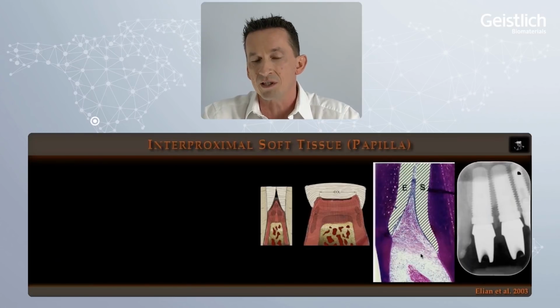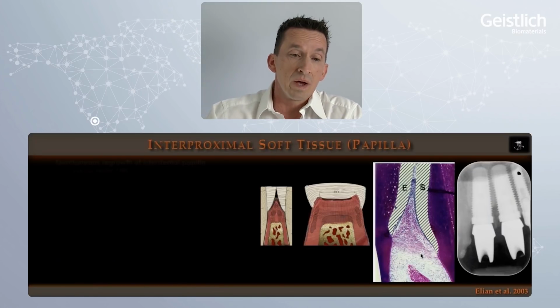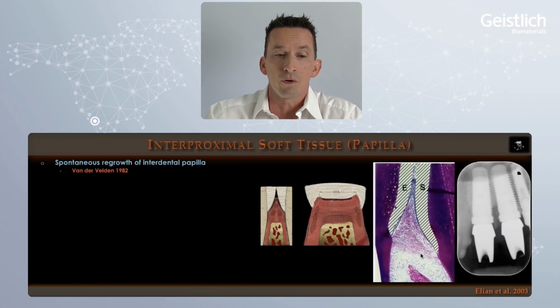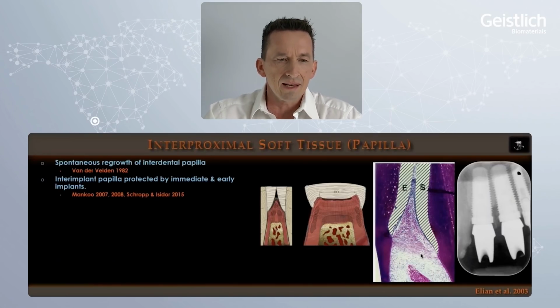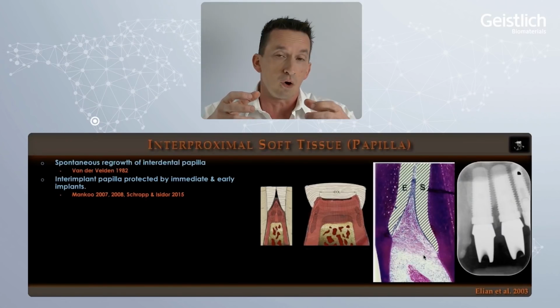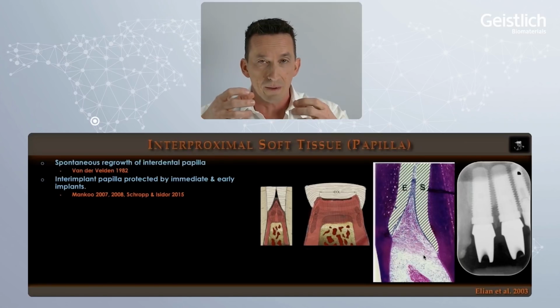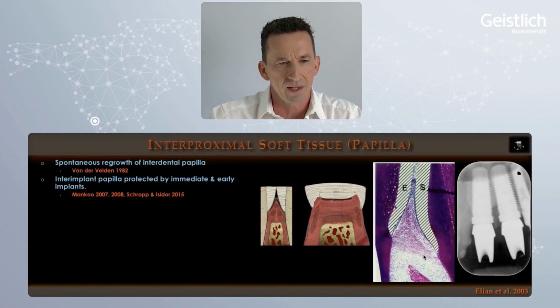What about the interproximal soft tissue, the papilla? What do we know here? We have a spontaneous regrowth of interdental papilla. We know that the inter-implant papilla is protected if you place immediately an implant, or in this case 2 implants, and early loading of those implants.